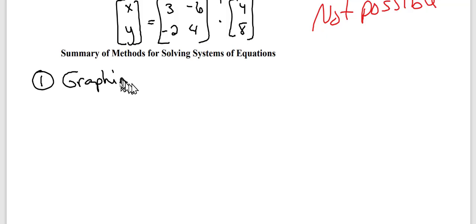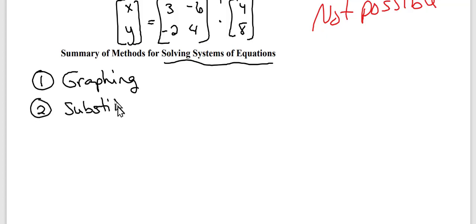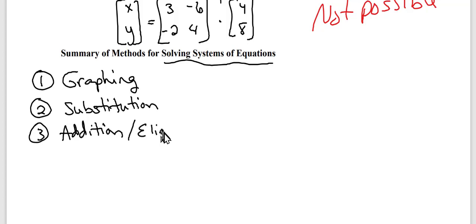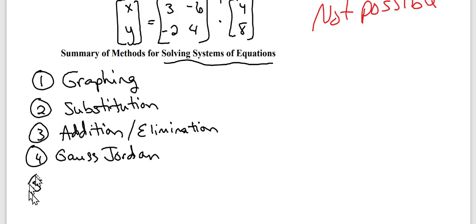First, we looked at graphing. This was back in chapter 5. These are methods for solving systems of equations. Then we looked at the substitution method back in unit 5. Then we looked at the addition method. I call it addition method because you add the equations. Some people call it elimination because you eliminate one of the variables. Then we looked at the Gauss-Jordan method, and now we have this matrix inversion using the inverses of a matrix.